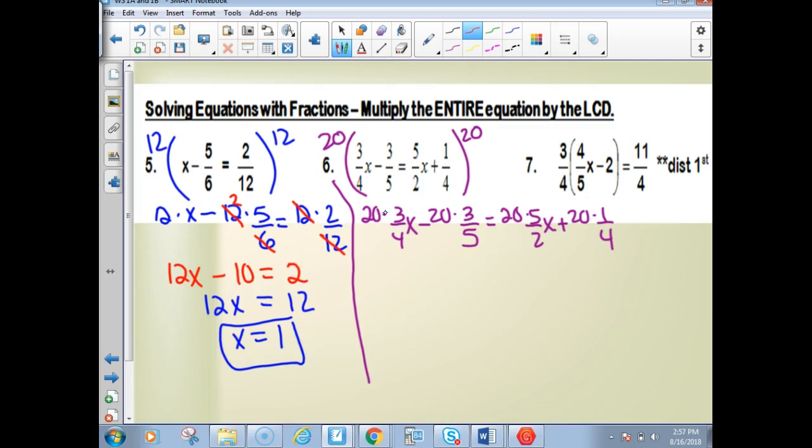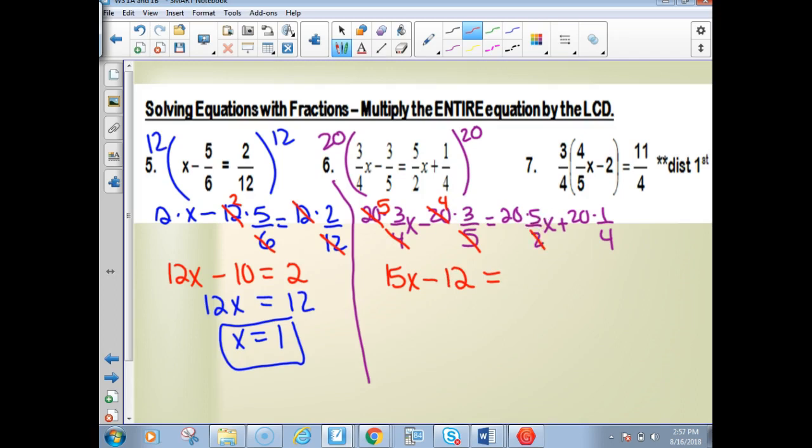Okay, so what I'm showing again is that I'm dividing 20 by 4 right now and getting 5. Then I'm going to do 5 times 3x, which would be 15x. I'm going to do 20 divided by the 5 and get 4. And now I'm going to do 4 times 3, which would give me 12. And yay, the fractions disappear.